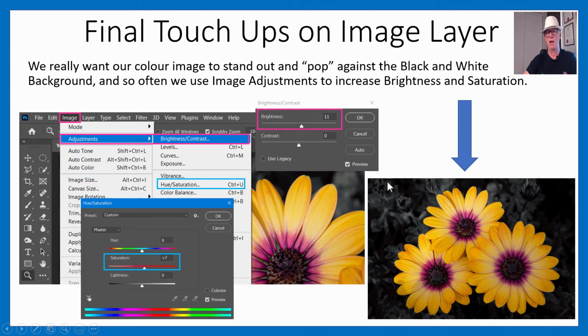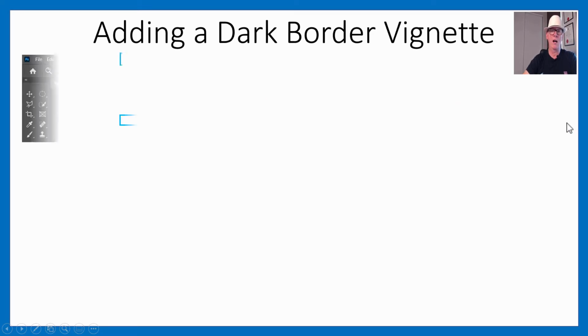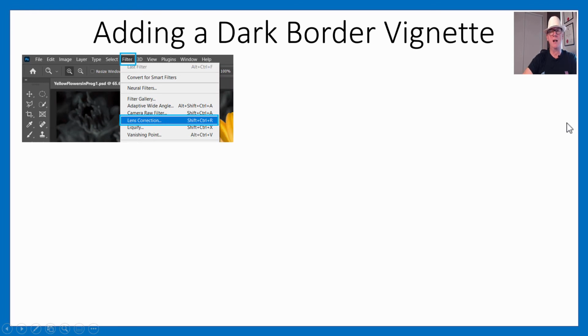We've got these nice bright flowers against a dark background. We got rid of that annoying one, which was too obvious here in the background. And we also got rid of those extra petals down in the corner using the spot healing tool. All right, so the last thing we can do is add a dark border vignette.